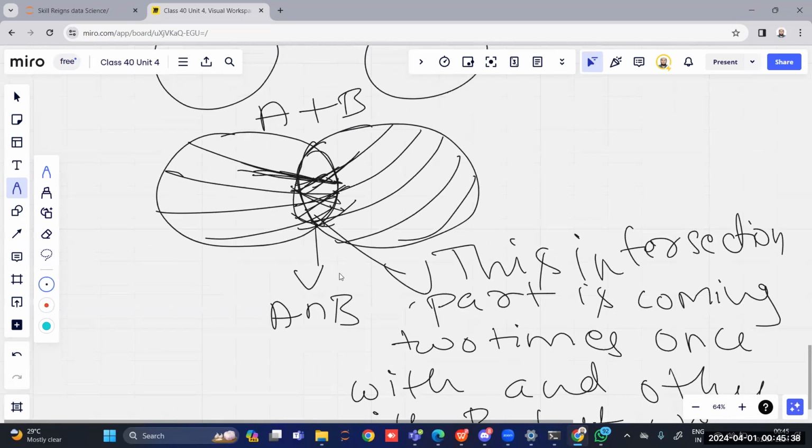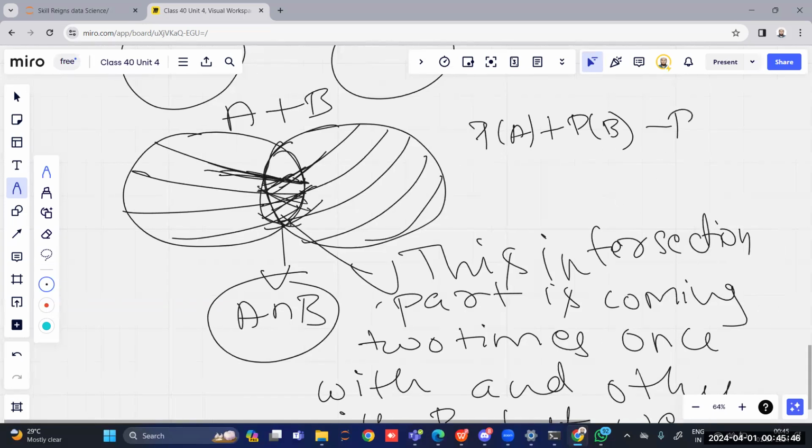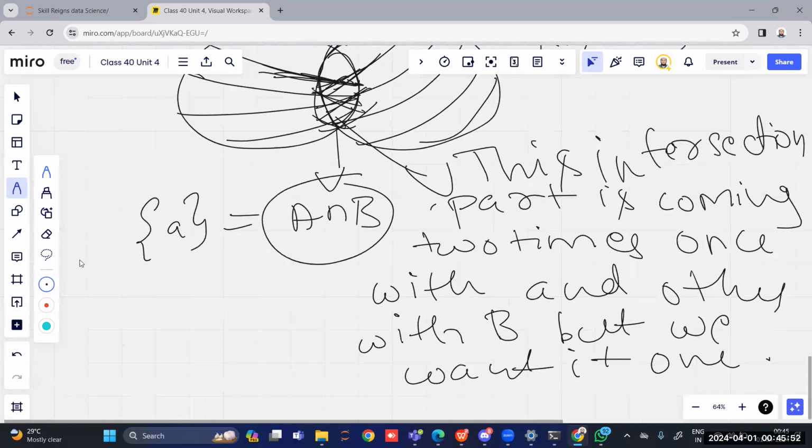We need to subtract from probability of A plus probability of B the intersection, probability of A intersection B. So what is A intersection B? You know D for us. So what will be the probability of D? So what will be the probability of A intersection B? So it will be 1 upon 10.